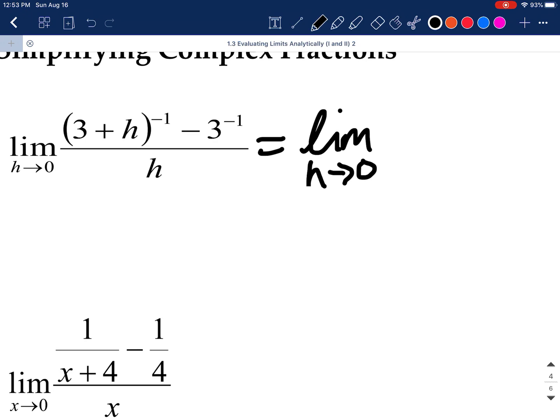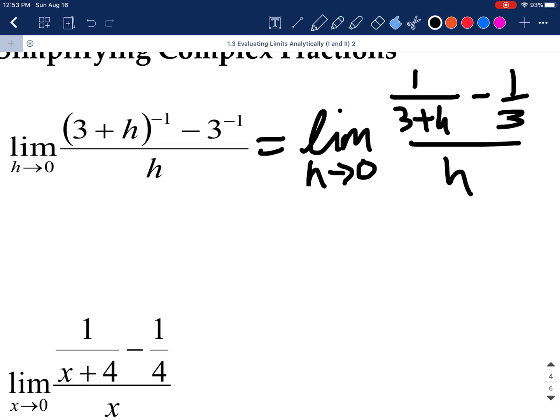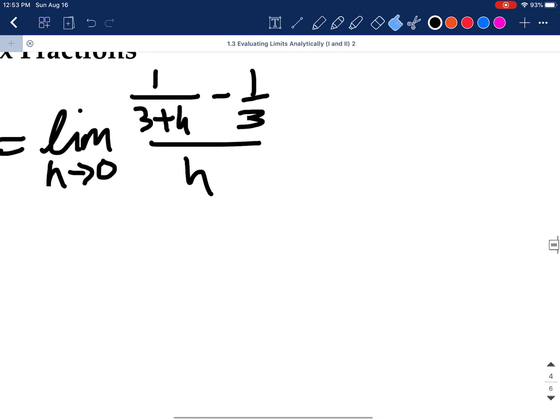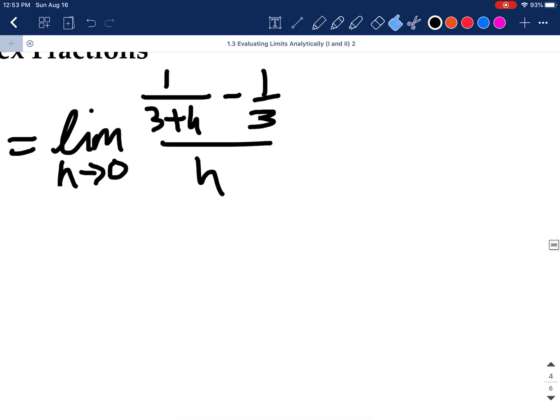So note 3 plus h to the negative 1 power is the same as 1 over 3 plus h, minus 3 to the negative 1, which is just 1/3. So I would rewrite that first. And then you can plug in h equals 0 in your direct substitution, and you'll get 0 divided by 0. But I will skip that step here so we can just finish this example.